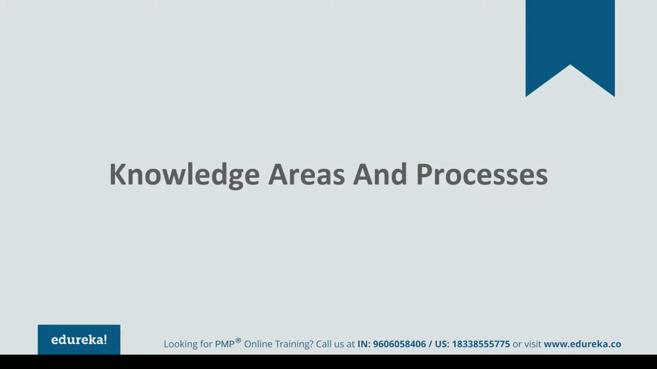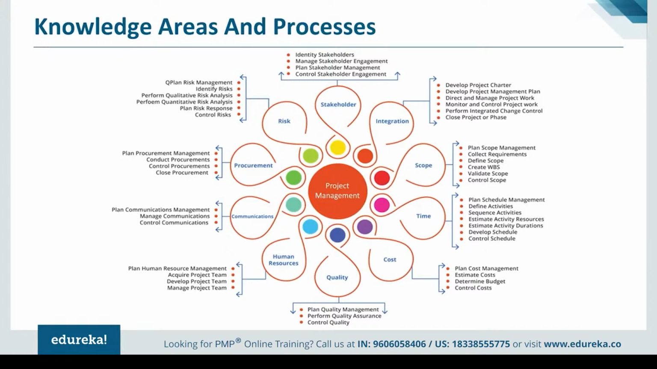Then let's move on to the knowledge areas and processes. Since you all aspire to become certified project managers by completing your PMP certification successfully, it's important to learn about the knowledge areas and the processes published through PMBOK, which is the official guide by the PMI. In PMBOK, you'll find there are 10 different knowledge areas and 49 different processes.